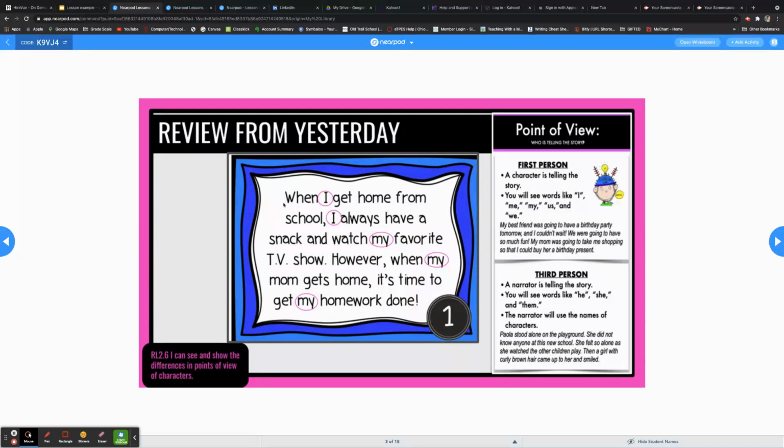So here's an example of one of those that we did yesterday. We would highlight any of the clues, and then we would identify, is this first person or is this third person? So: when I get home from school, I always have a snack and watch my favorite TV show. However, when my mom gets home, it's time to get my homework done. I bet a lot of you can relate to that too.